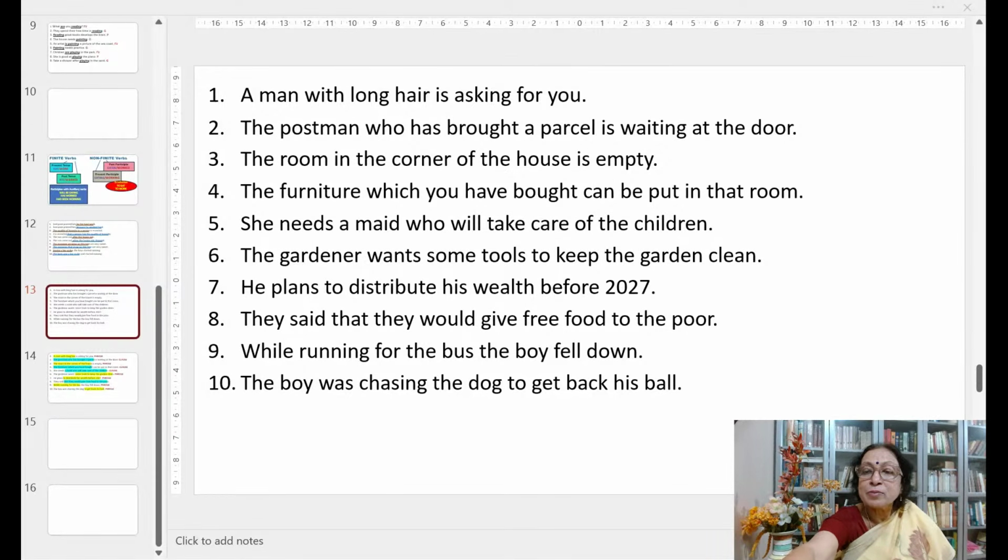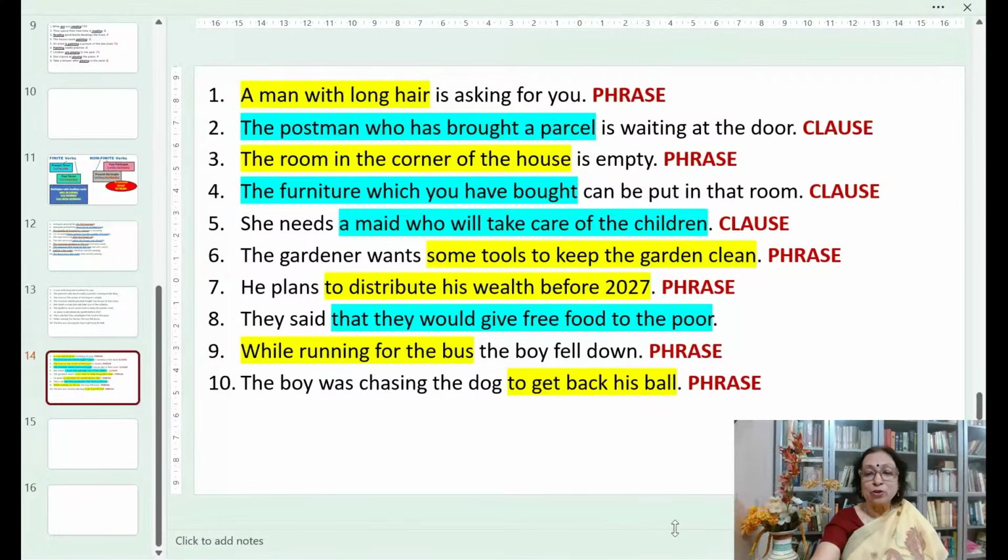Now let me see. Okay. Now I will stop sharing this and I will give you the answers slide. Check the answers, and then if you have doubts in this, you must remember that you can always send a comment.